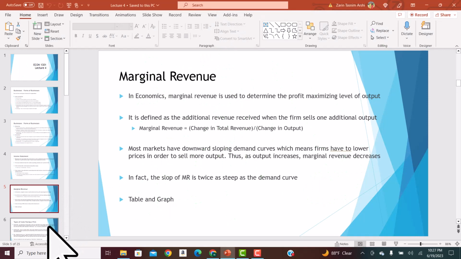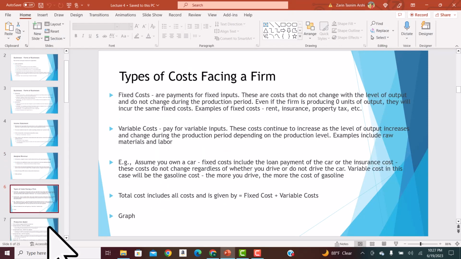So moving on, we're going to look into the different types of cost that a firm faces when they are producing goods and services. First one is called fixed cost. Basically, these are costs that do not change with the level of output you're producing.